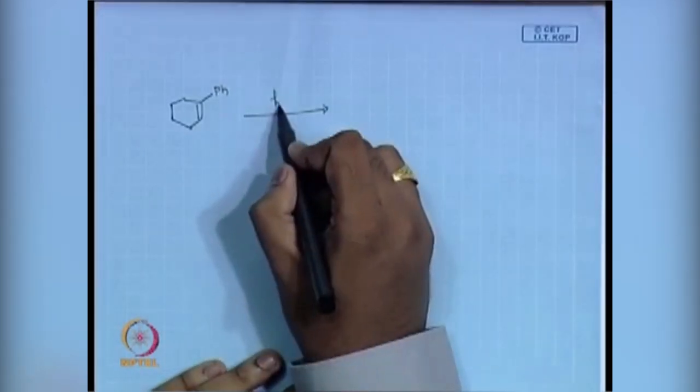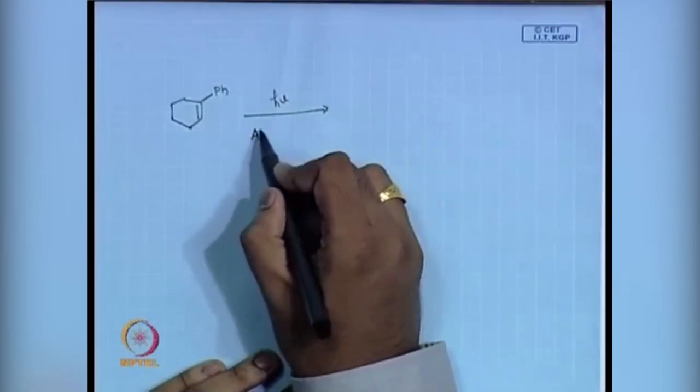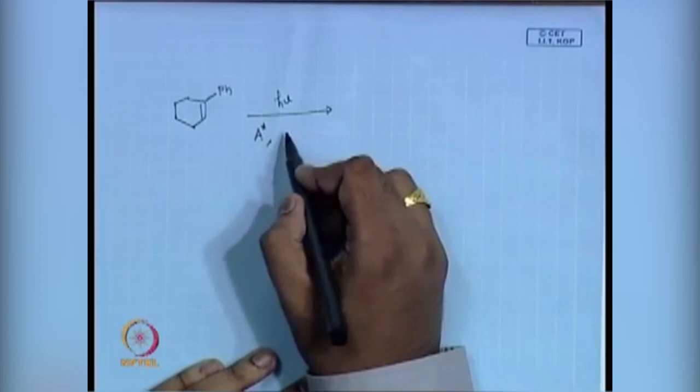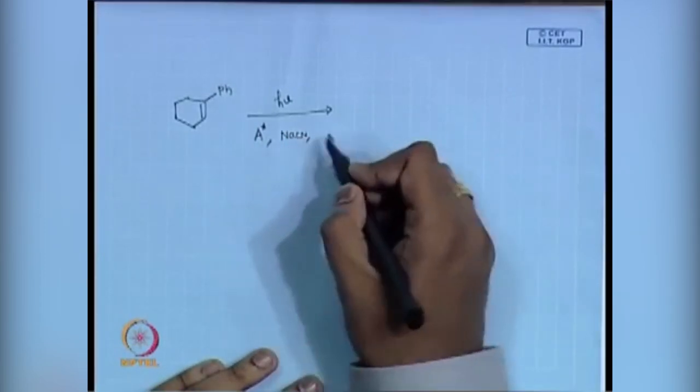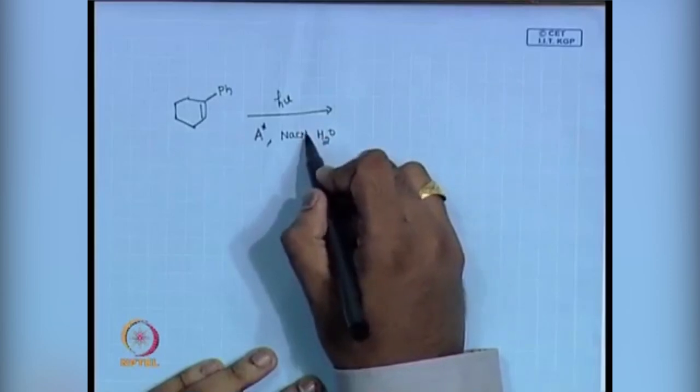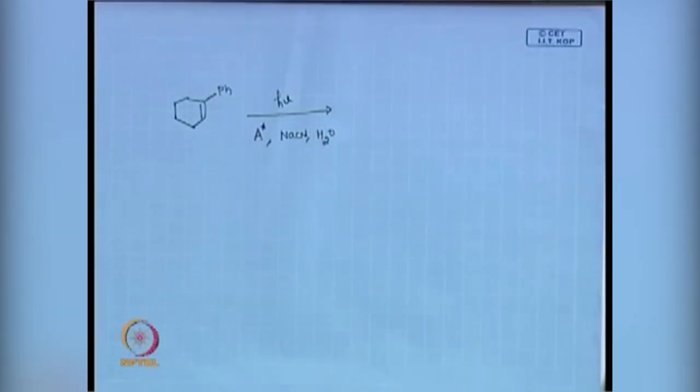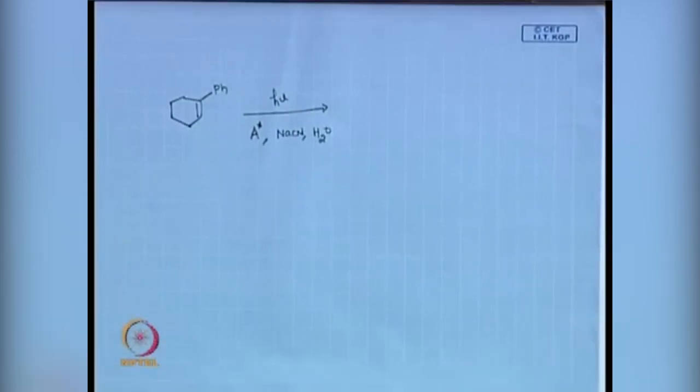So, you want to photolyze this in the presence of an acceptor. I can take 9-cyanoanthracene, in water. You can do this chemistry in regular bulbs, because you have cyclohexene available, sodium cyanide plus water. What product do you expect? What will be the product?